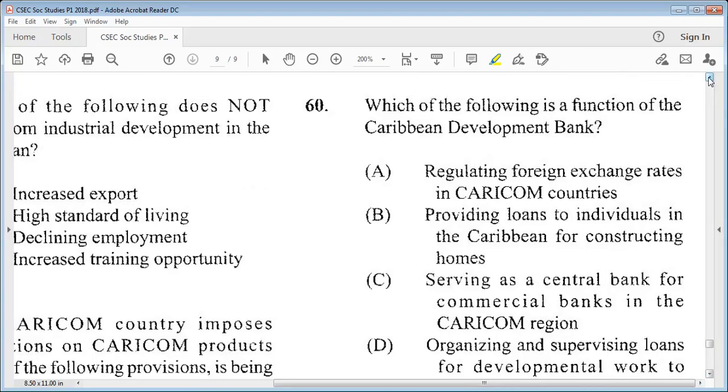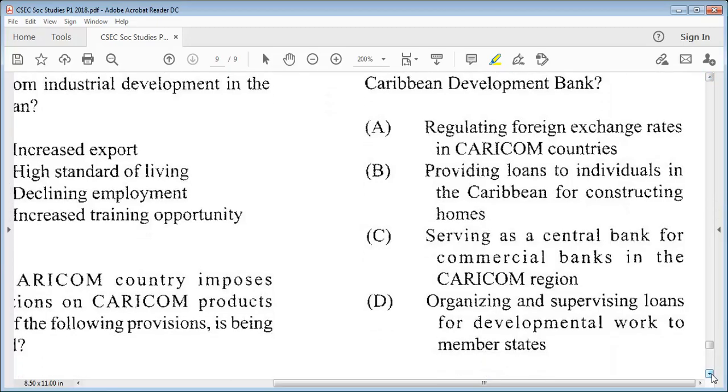Here it says, which of the following is a function of the Caribbean Development Bank? A, regulating foreign exchange rates in CARICOM countries. B, providing loans to individuals in the Caribbean for constructing homes. C, serving as a central bank for commercial banks in the Caribbean region. Or D, organizing and supervising loans for developmental work to member states.